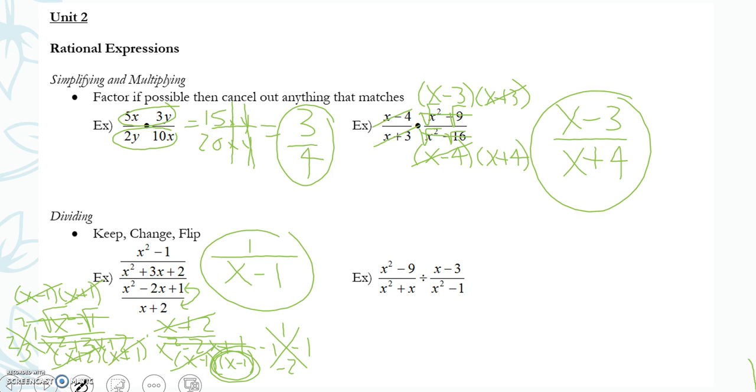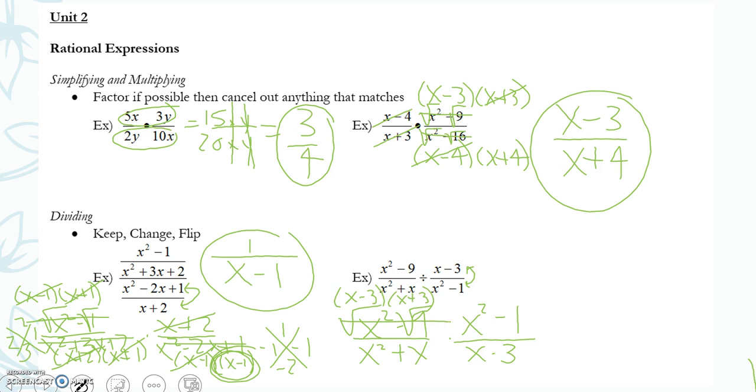Next one for dividing, again, keep, change, flip. So I'm going to rewrite the first fraction, change to multiplication, and then flip over that second fraction. And then I'm going to factor. So I can do difference of squares here. x minus 3, x plus 3.